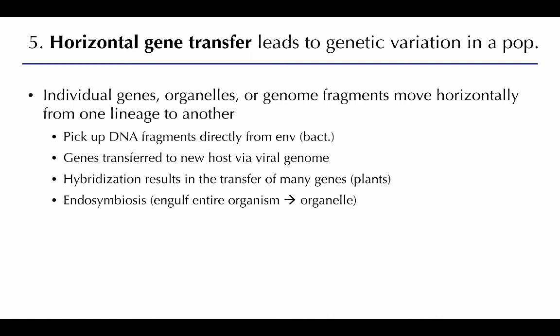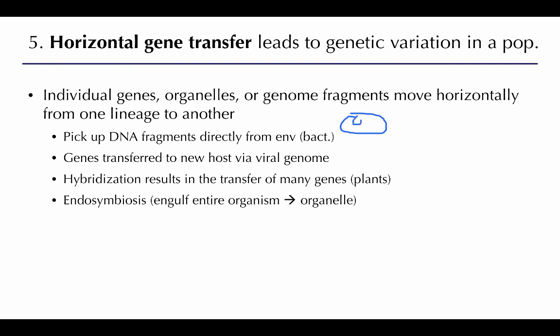Horizontal gene transfer is the last way we are going to talk about that genetic variation arises. This one is more common in bacteria, and then in this example, the hybridization of plants. I'm going to give you a little example very briefly of these different processes. We'll talk about some of them in much more detail when we get to the bacteria chapter and plant and so forth.